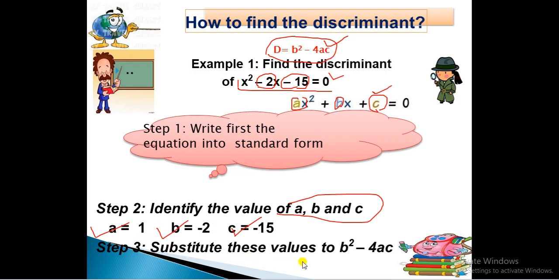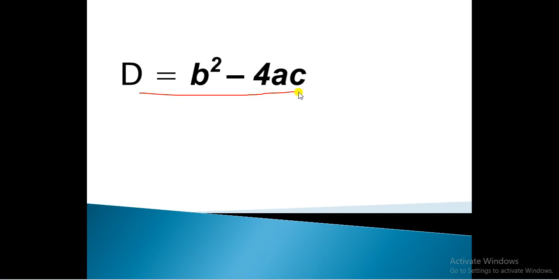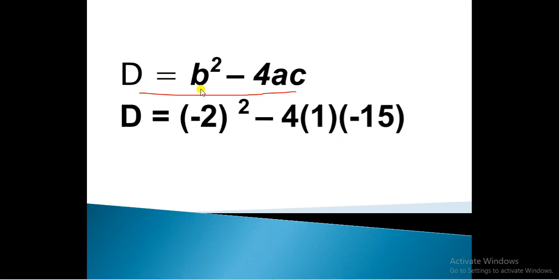Now step 3. We will substitute these values into b square minus 4ac. So after substituting, let us see what will happen. We have d is equal to b square minus 4ac. Now b is what? Minus 2, so whole square, minus 4, a value was 1 and c value minus 15. When you solve, what will you get? Yes, come on, calculate fast. 4 times 15 is 60. So what will you get? Yes, you will get 64. So the discriminant value is 64.